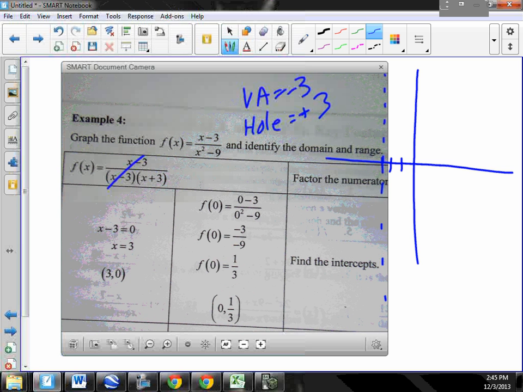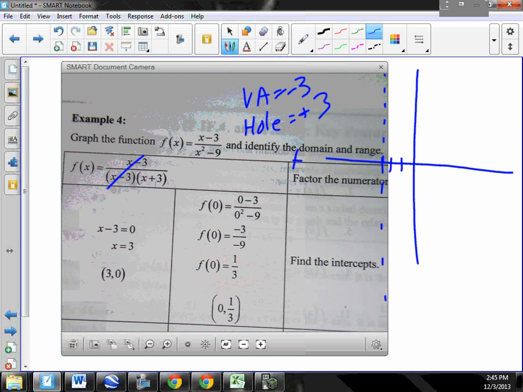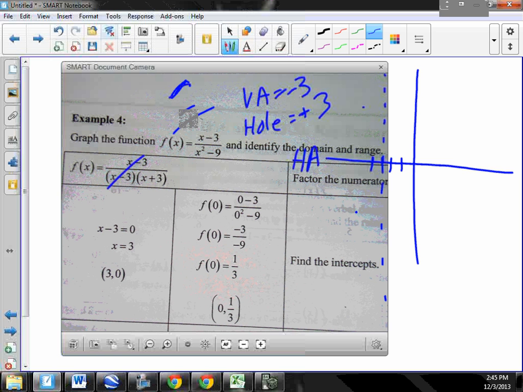An HA at 0. So I have an HA right here. So I need to find out if it's positive or negative on the left side. What should I plug in? Negative 4. So negative 4 minus 3 is negative 7, over negative 4 squared is 16 minus 9, which is positive, so the result is negative. So it's going to be down here.